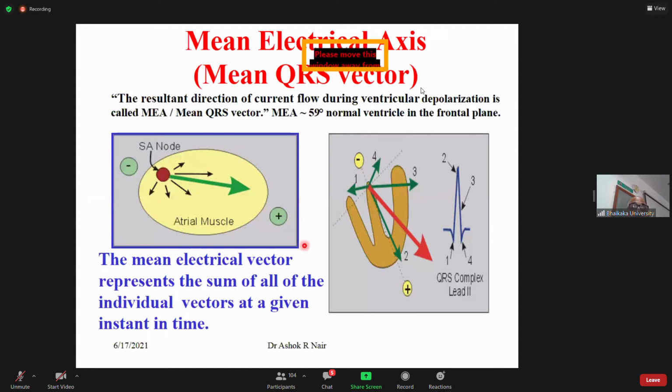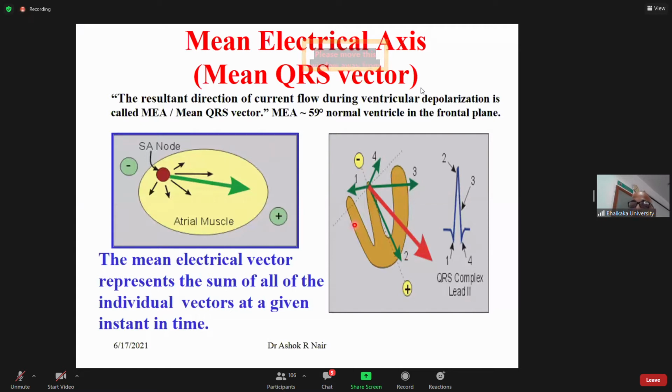Now next is mean electrical axis. Whenever we talk about mean electrical axis, what it means is the mean QRS vector. You must have studied this when we talk about vector diagrams. You have many instantaneous vectors and a resultant vector is drawn. Similarly, the green ones are the instantaneous vectors, and the resultant vector is this. The mean electrical axis is the mean QRS vector for the ventricle axis.